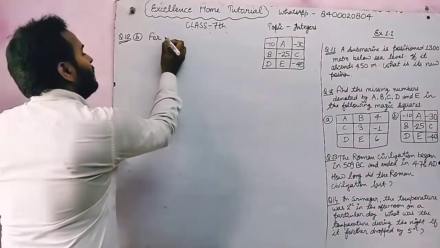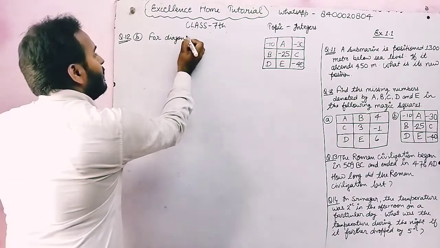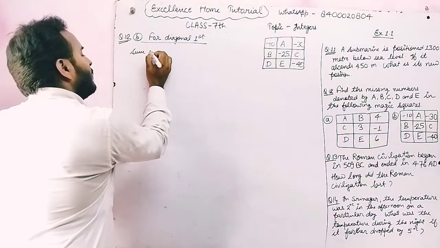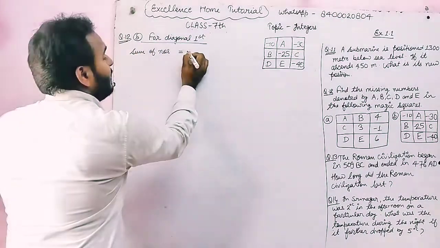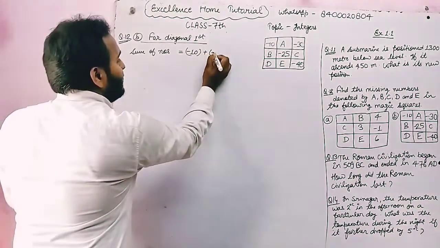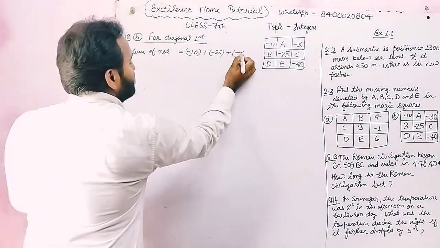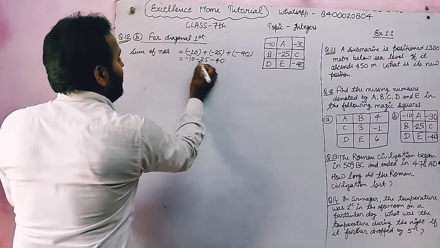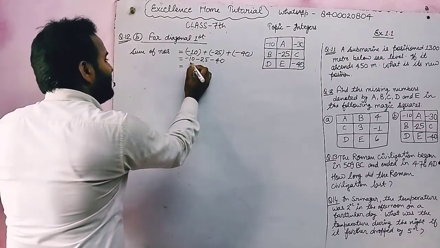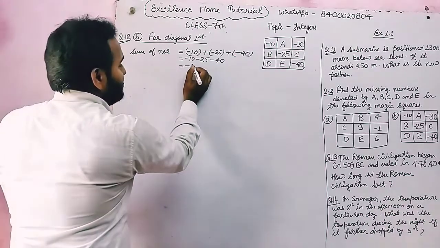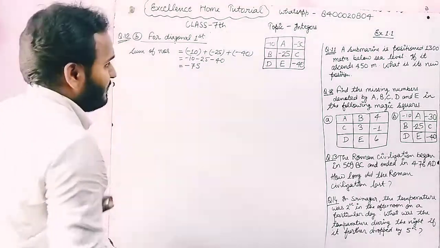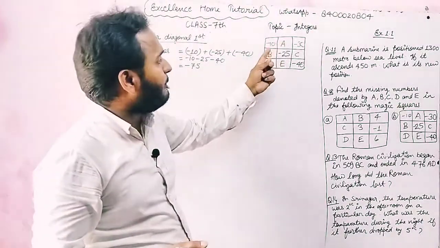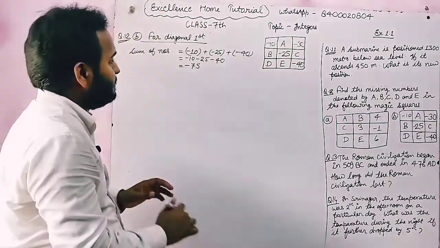So for diagonal first, the sum of numbers equals minus 10 plus minus 25 plus minus 40. So this is minus 10, minus 25, minus 40. This is 40, 10, 50 and 25, 75, and this is minus 75. After that, we have to solve for the values of A, B, C, D and E.